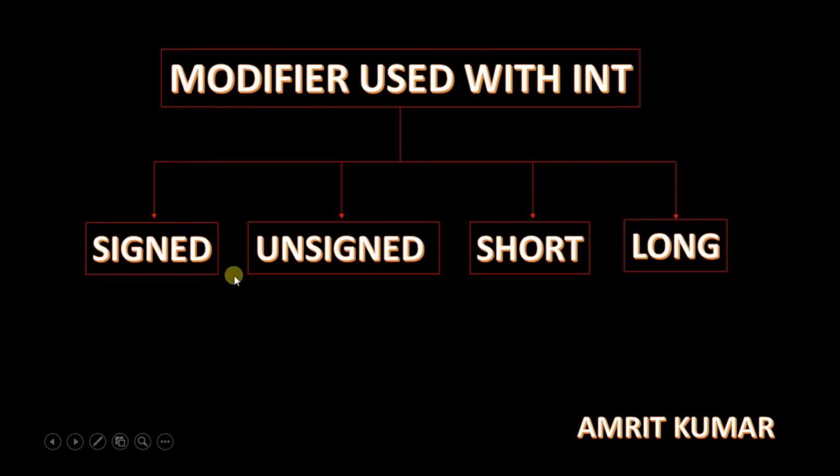Modifier used with the integer. In the previous video we learned how signed is used with the integer and how unsigned is used with the integer, what the range of signed and unsigned was, and what their sizes were when used with the integer data type. Now in this video we are going to learn about the short and long modifiers used with the integer, and we will also learn about their range and how they are used. So let's look at short and long.